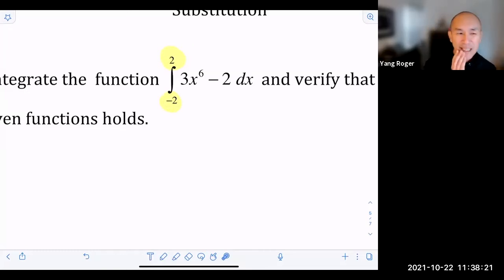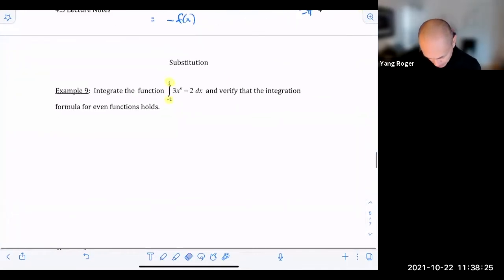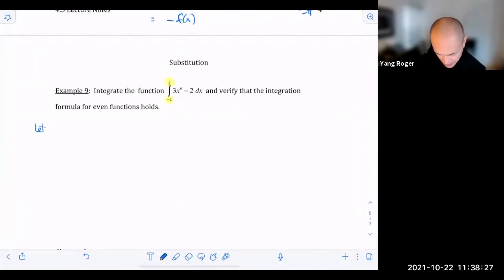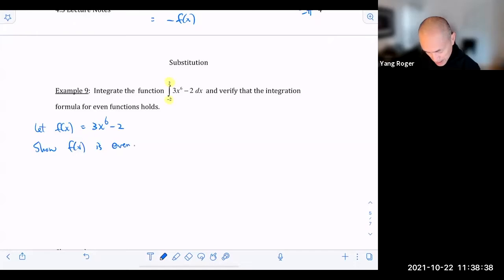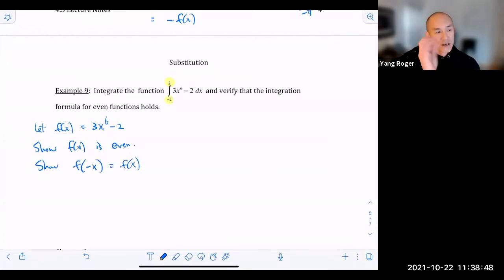So at this point, I'm like, you know what? I think this is even, but I got to show it. So what I'm going to do is say, let f of x be equal to 3x to the 6 minus 2. I want to show f of x is even. That means I want to show, if I took f of -x, I just get the original function back. It remains invariant under reflection about the y-axis.